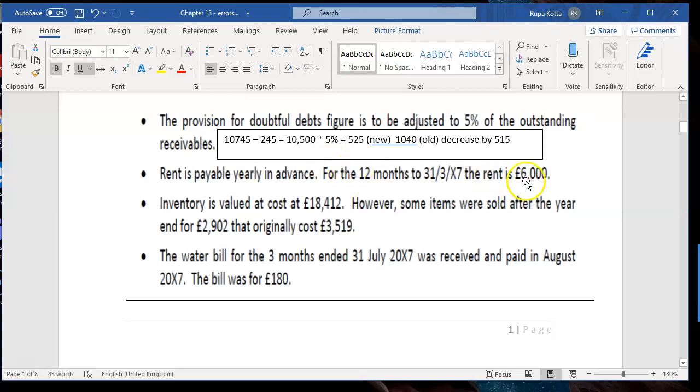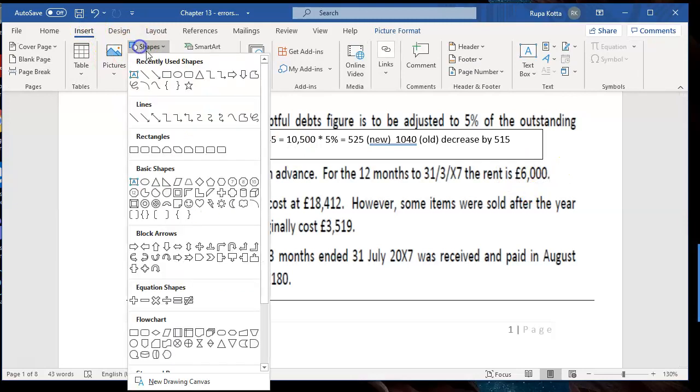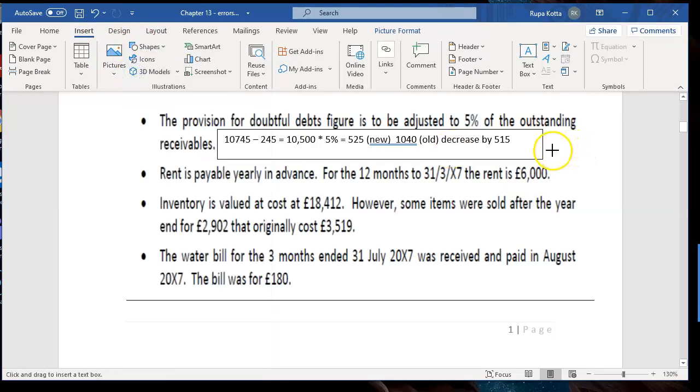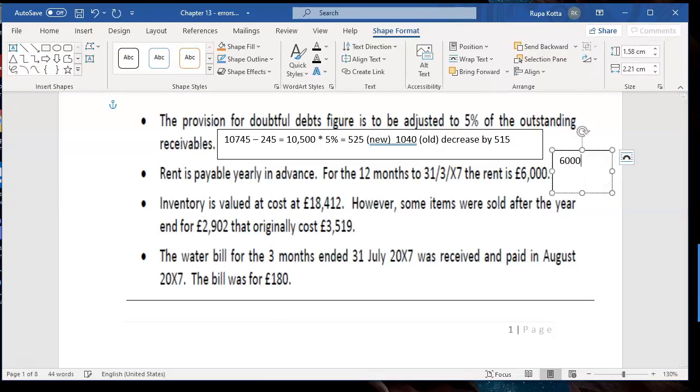So they say for 12 months it is 6,000. So calculate how much it is going to be for 10 months. I'll show the calculation here. So 6,000 times 10 divided by 12. That is a 10 months prepayment because your business year is ending in the month of May, whereas you paid the rent until March 2007. So you made 10 months payment in advance. So 6,000 times 10 divided by 12 will give you 5,000. So this is a prepayment of 5,000.